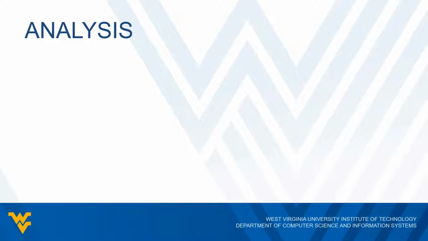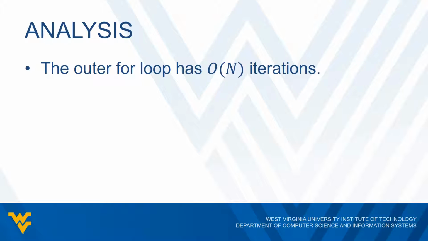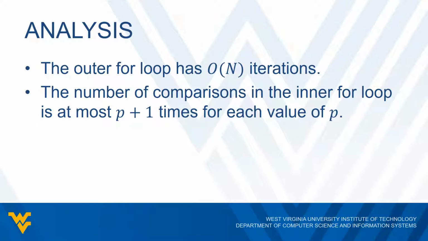So now let's show why this algorithm takes O(n^2) time. Our outer for loop is going to have O(n) iterations. P starts at 1 and goes up to n minus 1, so that's O(n) iterations. And then the number of comparisons in the inner for loop is at most P plus 1 times, because we start at position P and we go down until we either get to the end of the array or until we find the correct spot. So we do this for each value of P.